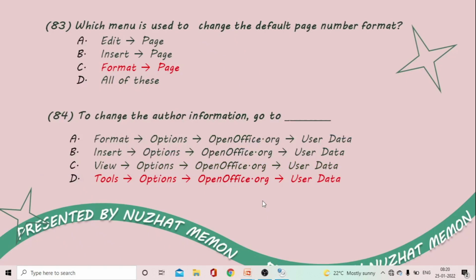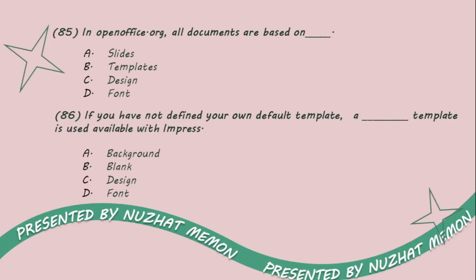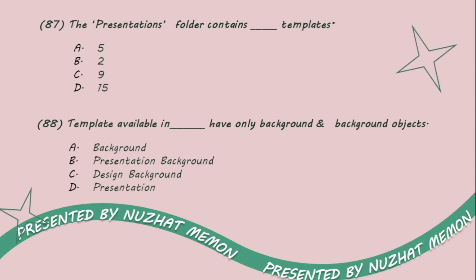Next thing is in OpenOffice.org, all the documents are based on dash. So they are based on templates. 86. If you have not defined your own default template, a dash template is used available with Impress. So here the correct option is blank. Next, the presentations folder contains dash templates. So the presentations folder contains 2 templates only.